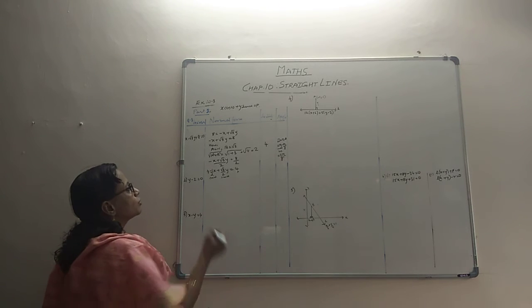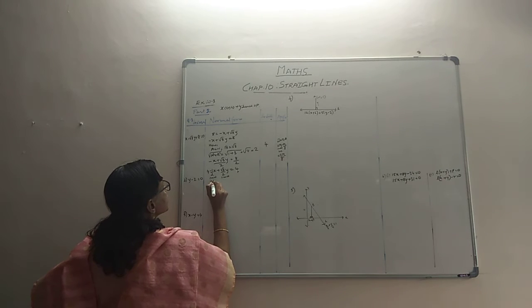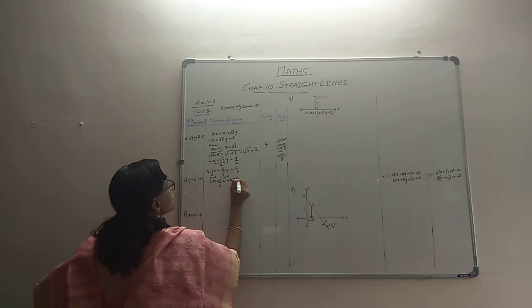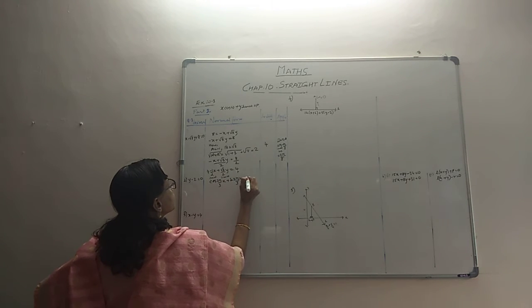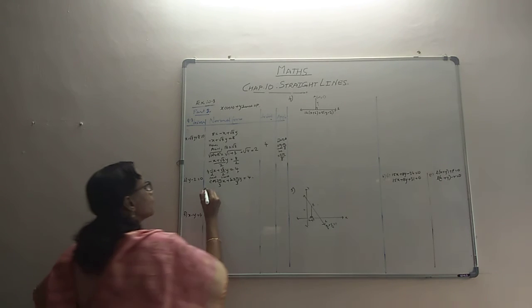So if you want, the normal form is actually minus cos 2 pi by 3 x plus sin 2 pi by 3 y equal to 4. This is the normal form, right? So that's our problem number 1.